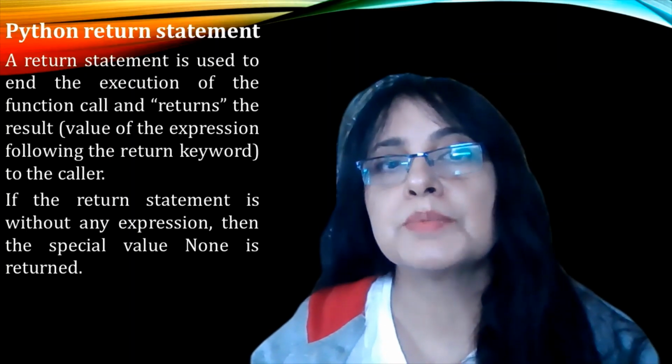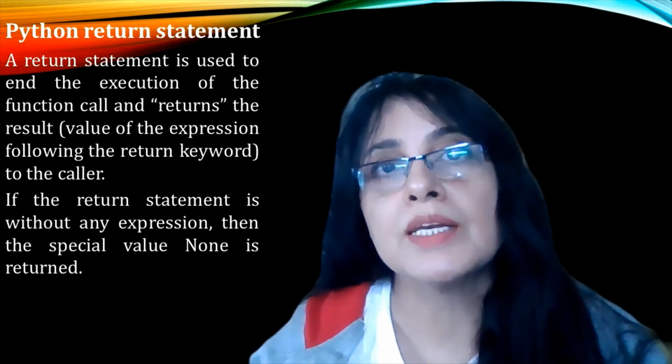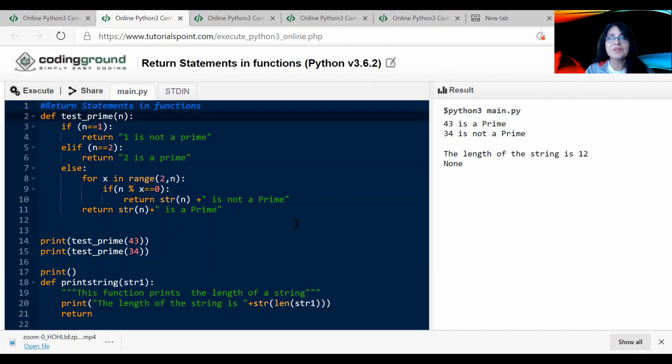If the return statement is without any expression, then the special value None is returned. We look at return statements in functions. We start with the function test_prime, to which we're going to pass a single parameter n. We'll check if n is 1, it is not a prime. If it is 2, it's a prime.